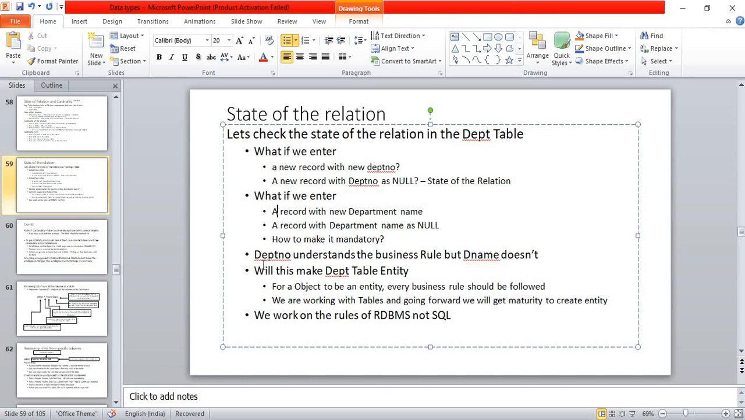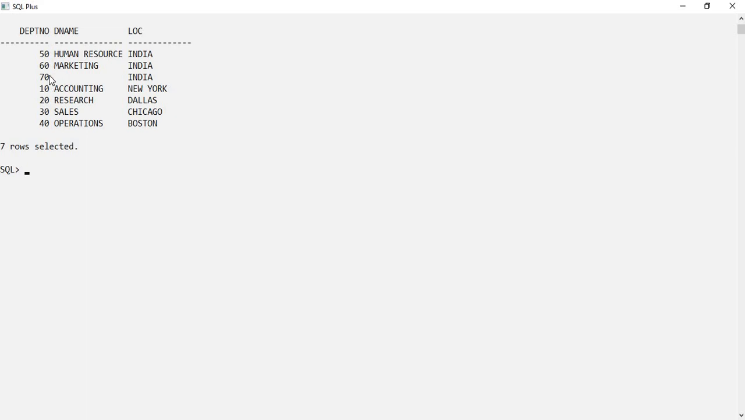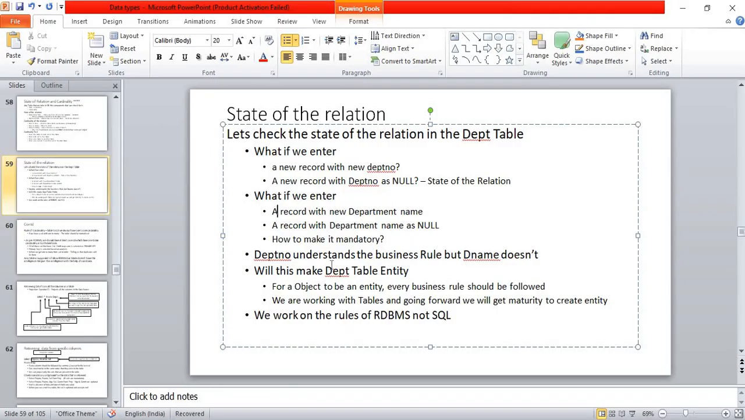So whenever you are creating an object, what is an object? Any table or a view. So materialized view, there are many. So whenever you are creating an object, now that object becomes an entity for a business. Entity means where every rule of business is followed. So for it to be an entity, it has to follow all the rules. But here, is department name following the rule? No. So now this department table is not an entity as of now. So we have to make that an entity so as to follow all our business rules.